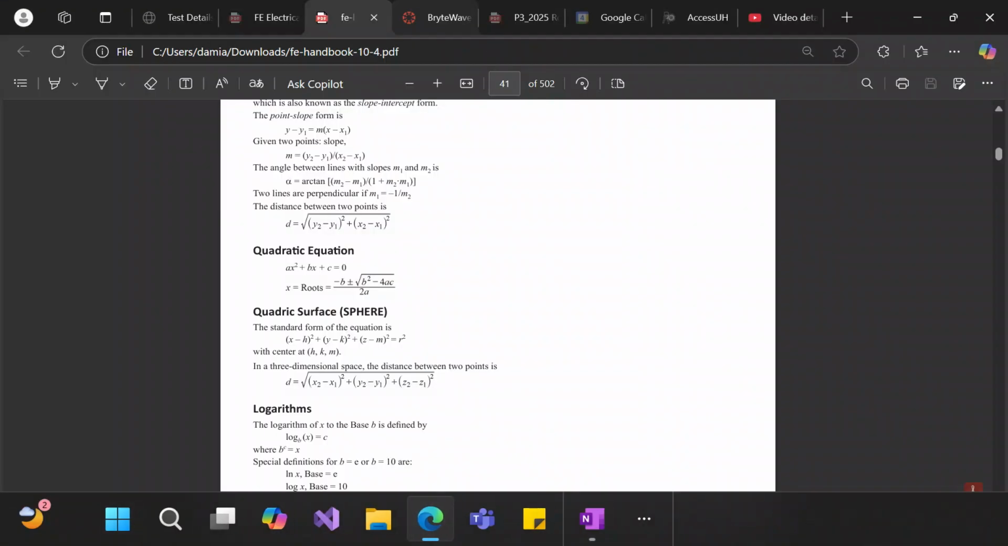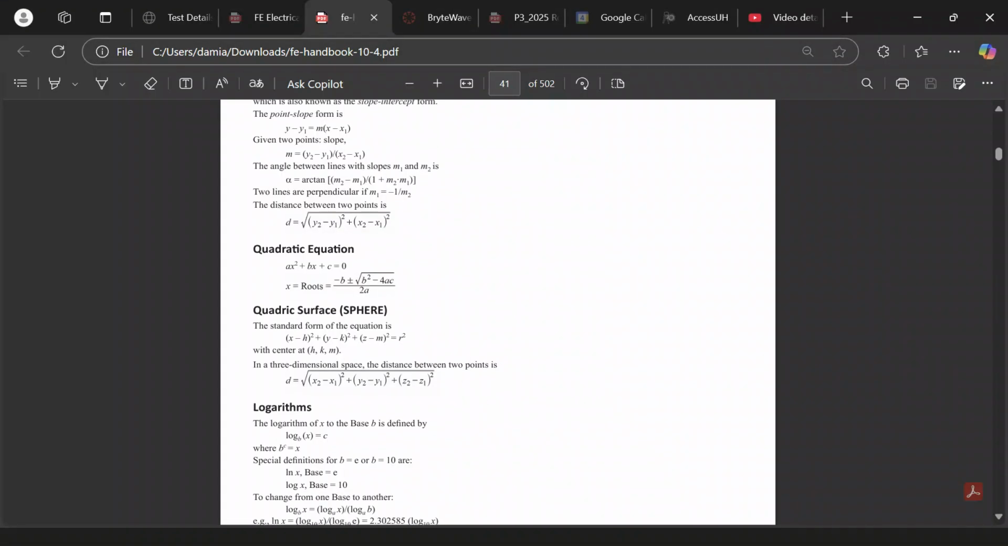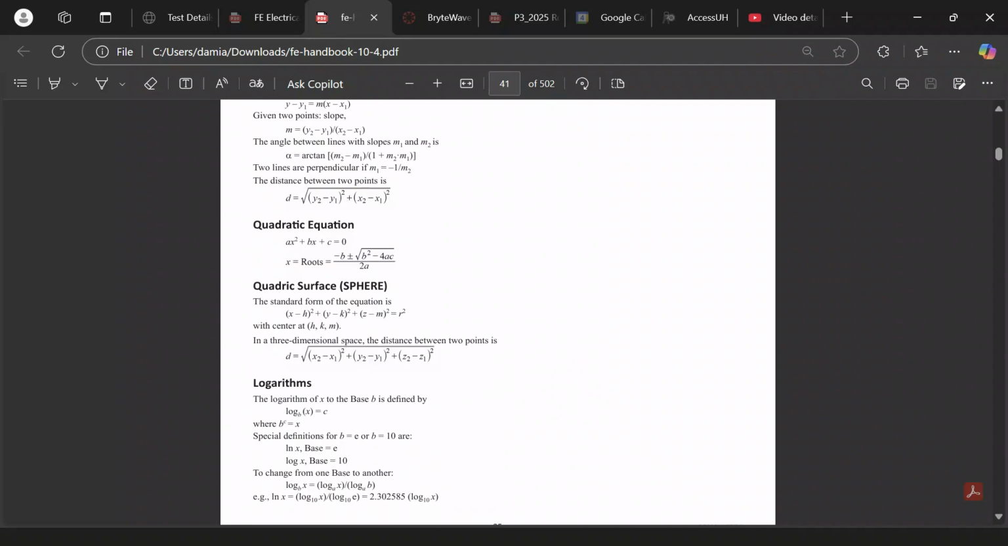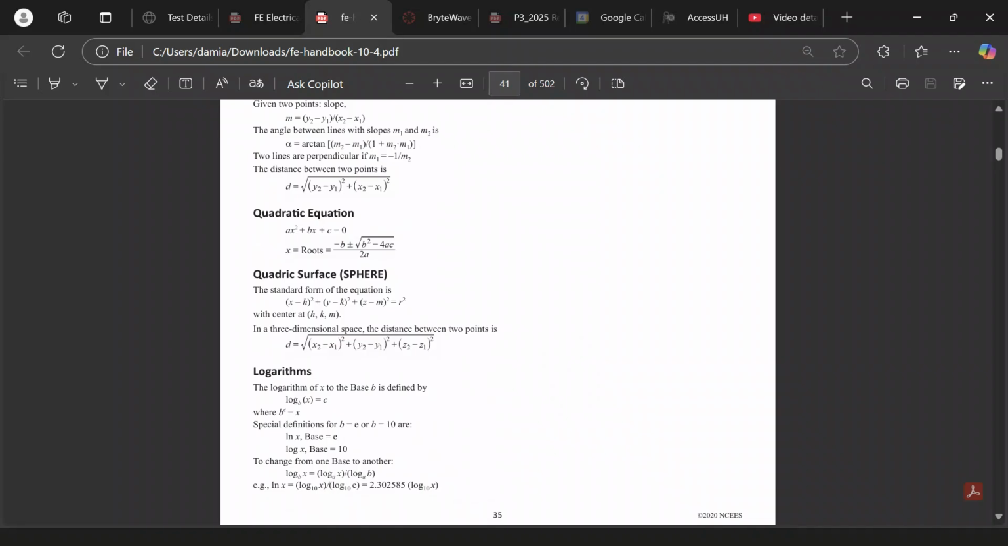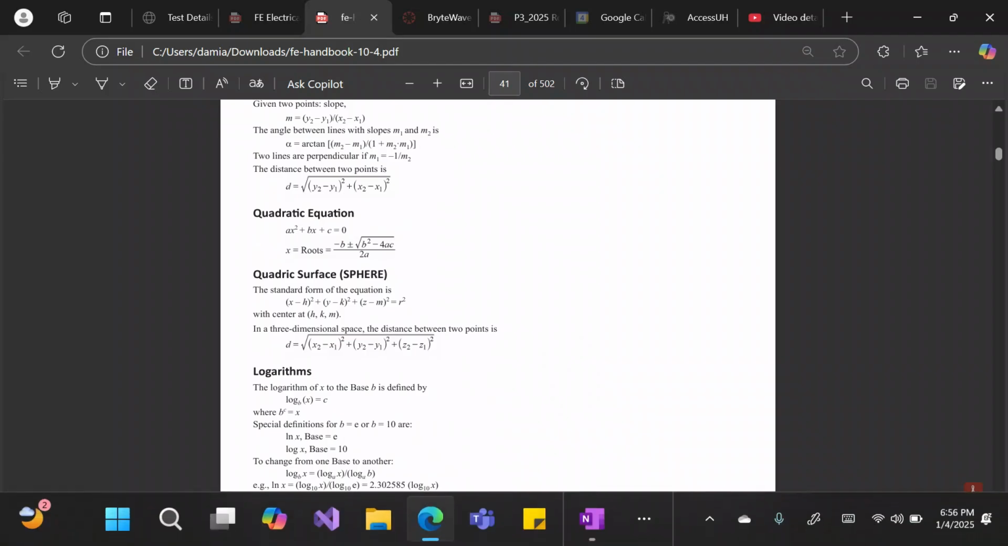What I'm going to do now is go to our FE handbook. We notice the quadratic equation section is very limited. It only has the equation form and the roots and what the quadratic equation is. You next have your quadratic surface. So of course this is going to be the same, I guess, quadratic formula. Not exactly, but now you have your sphere equations, and just like I said in the previous video, your distance between 2 points in 3 dimensions.